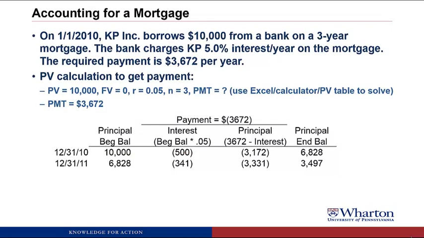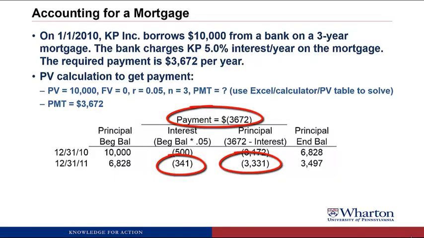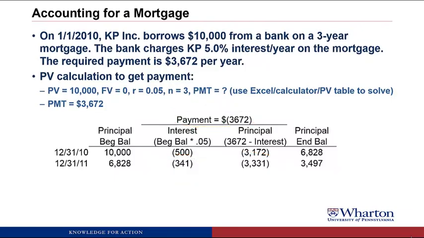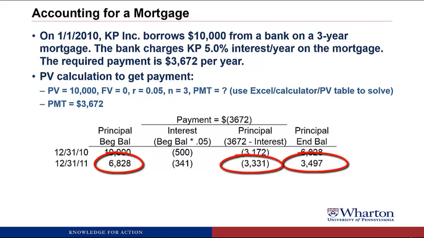Since we're paying a little bit less interest with the same payment, we pay off more principal. That's calculated as $36.72 minus $341, so that's $33.31. And so since we're paying back that principal, the balance in the mortgage principal at the end of the year is $34.97. That's $68.28 minus $33.31 gives you $34.97.